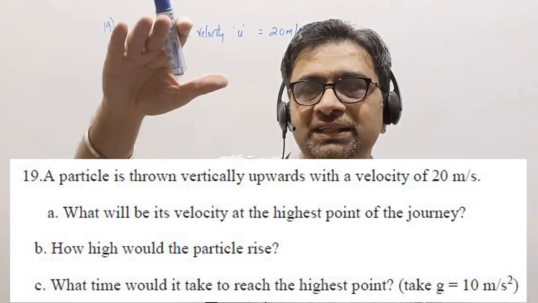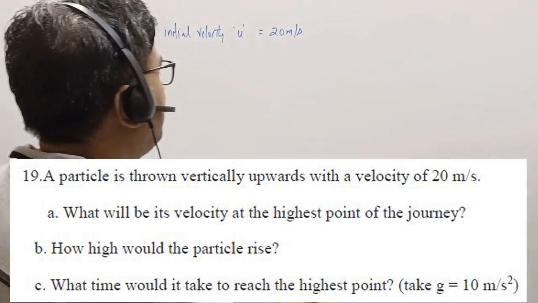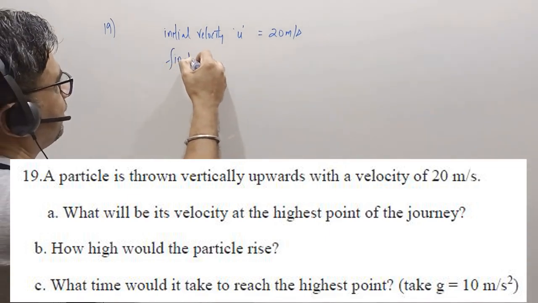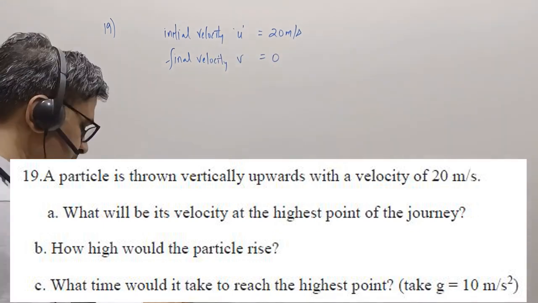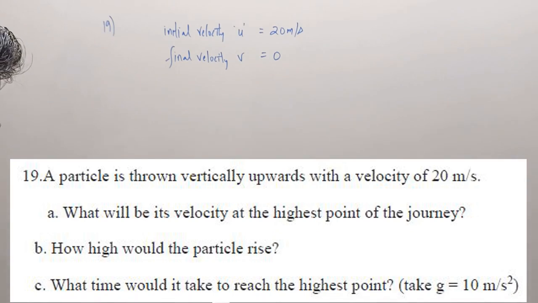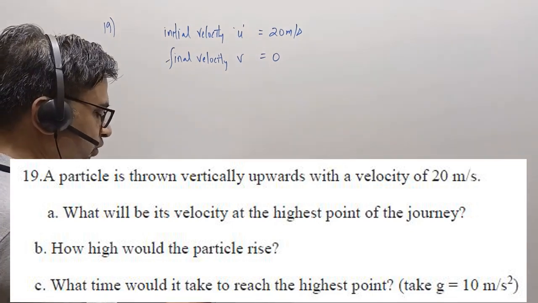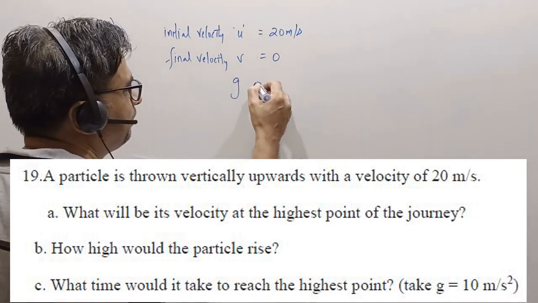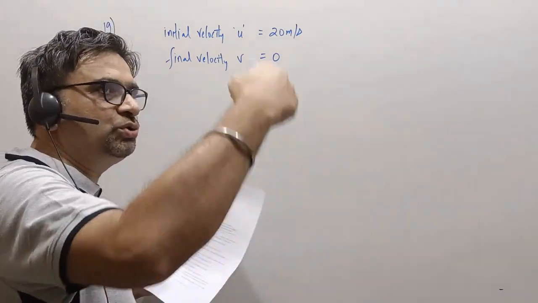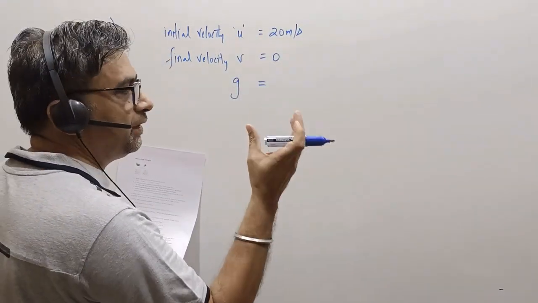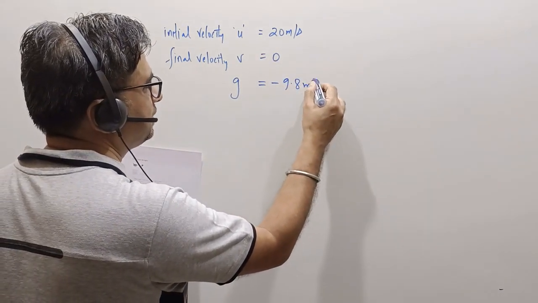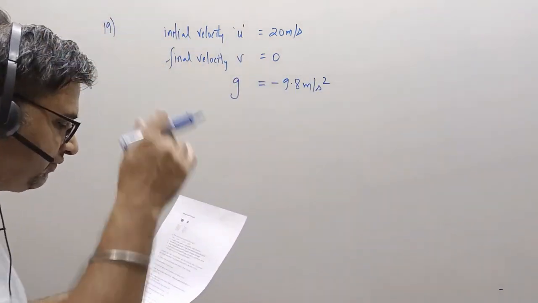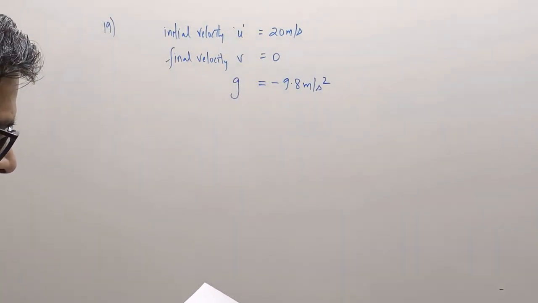What happens to the velocity? It dies down. The velocity has become zero. So the final velocity, v, is equal to 0. Now, in this case, the ball is thrown upwards, and therefore you will appreciate that g, which is in the opposite direction, because the direction of motion is upward, will be minus 9.8 meter per second square. So with this much information, we should be able to find v.